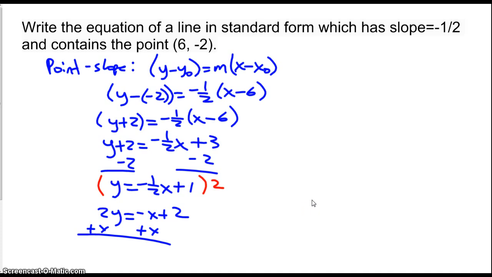Okay, welcome to part two. We were in the middle of solving an abstract problem here. We were trying to find the equation of a line in standard form, which has a particular given slope and contains a point. And so we had picked the point slope formula.